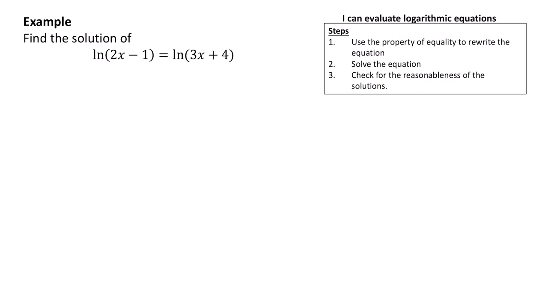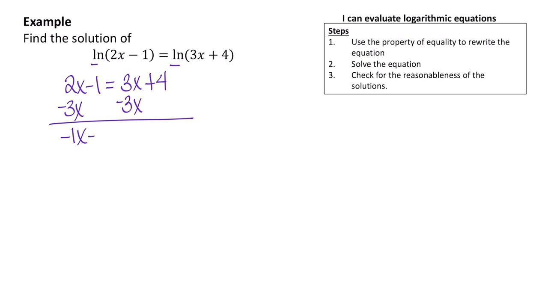solutions. So let's start off by finding the solution of the natural log of 2x minus 1 equals the natural log of 3x plus 4. So we have the same base, so we can go ahead and set 2x minus 1 equal to 3x plus 4. So now we just need to solve this equation, which I'm going to do by moving all my variables to one side. So this 3x, I'm going to subtract 3x from both sides. So that gives me negative 1x minus 1 equals 4.